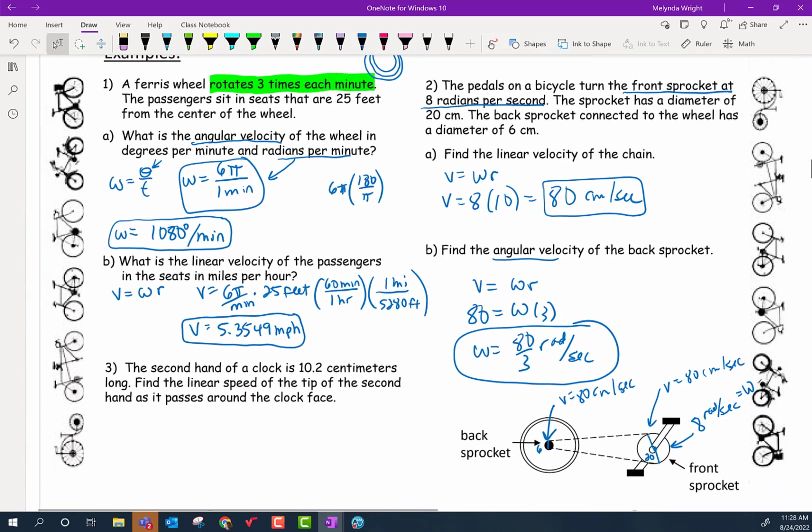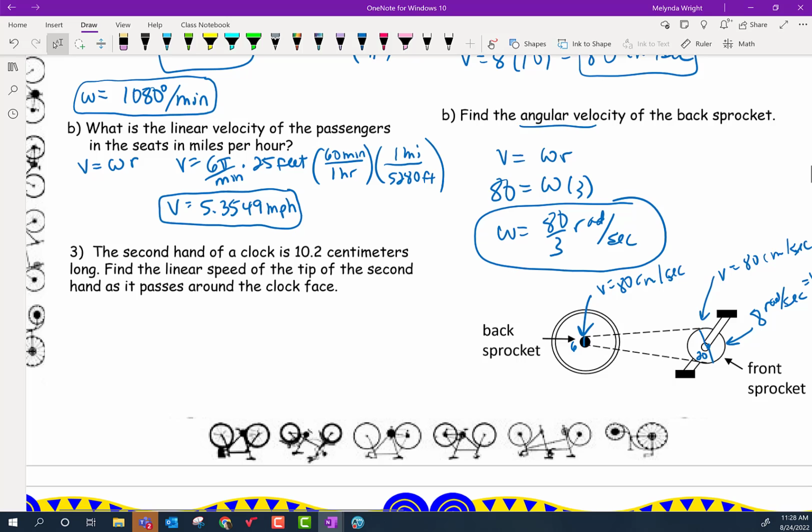Last problem, second hand of a clock. Do we know what the second hand is? The second hand does seconds, right? You with me? Because it's the second hand, it does seconds. It's that long, it's 10.2 centimeters. So it wants the linear speed of the tip of the second hand. Let's see what we have. We know the radius, we want linear.